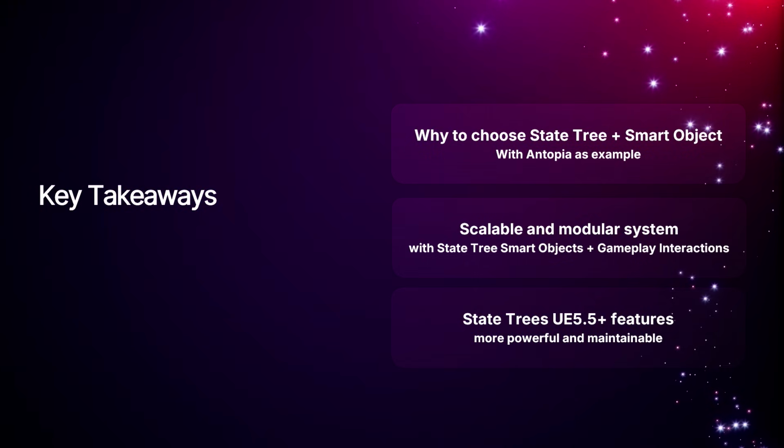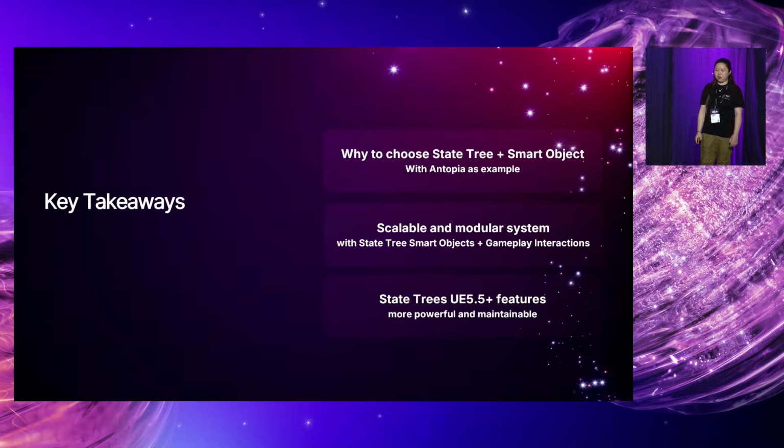So that's it for this talk. Let's do a quick summary. In this talk, I have walked you through how we made the technical decision on using StateTree with smart objects to implement our ant behavior with a scalable and modular architecture. We know how to set up the smart object with the gameplay interaction plugin to achieve decoupled interactions like carrying food and tending eggs into smart objects, which makes the system more modular, scalable, and extendable.